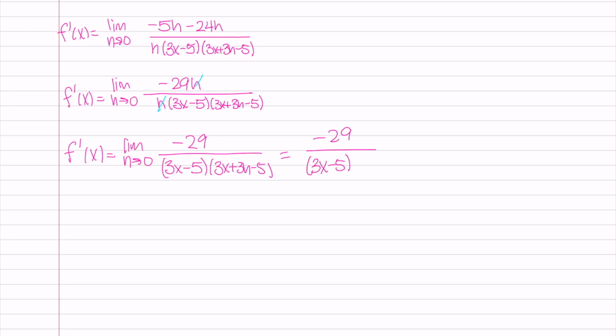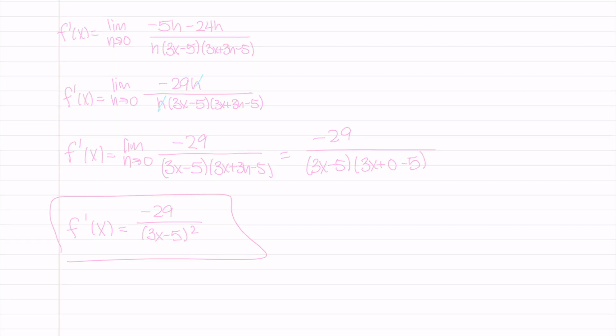So that second term down at the bottom where I have a 3h, that will actually go to 0 because 3 times 0 is just 0. So now I've officially taken that limit. And this will leave us with our final answer now, which is the derivative of that original function, negative 29 over 3x minus 5 squared, just combining those two. And that's my final answer.